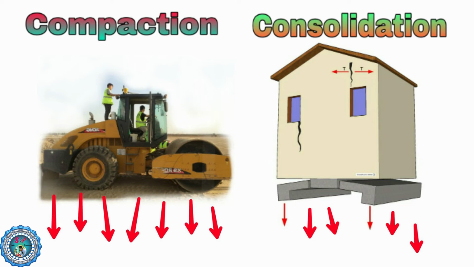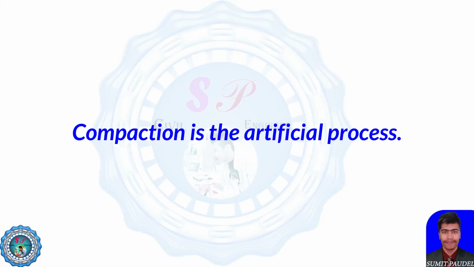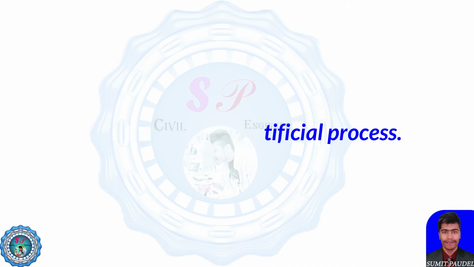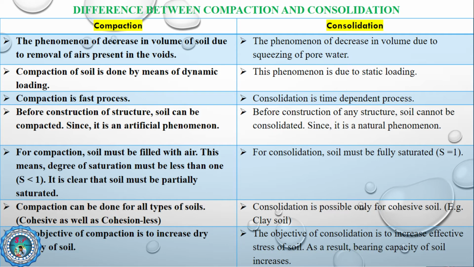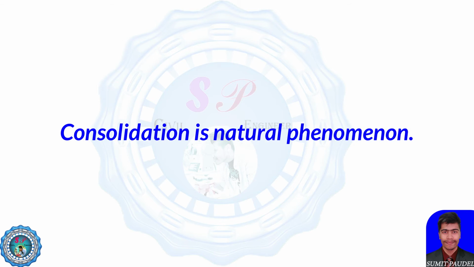Next, compaction is an artificial process or artificial phenomenon, because before construction of any structure, soil can be compacted, but before construction of any structure, soil cannot be consolidated because it is a natural phenomenon.